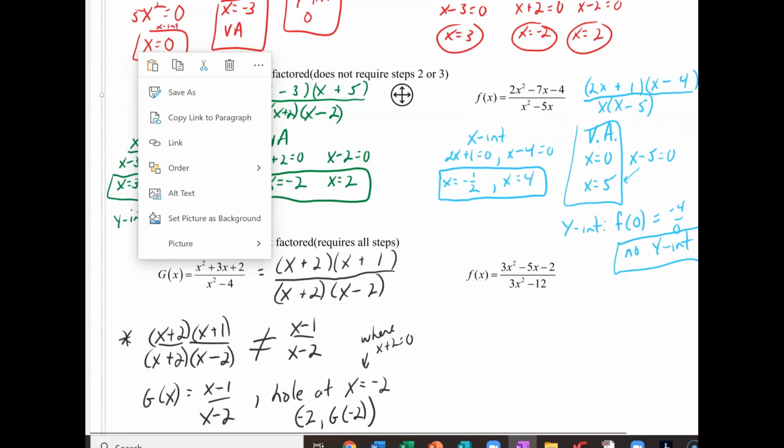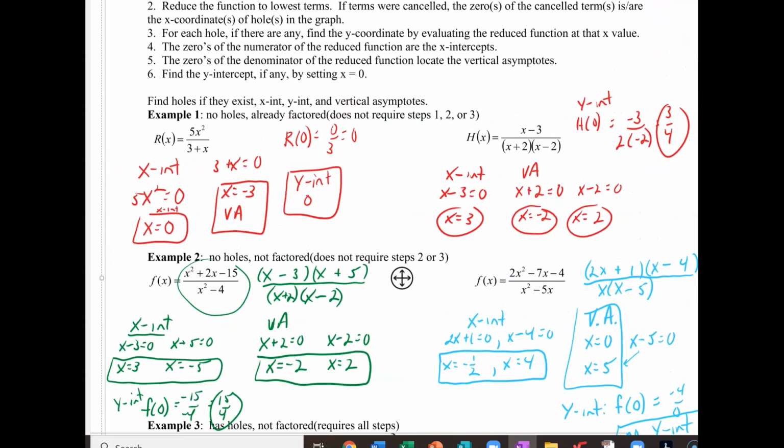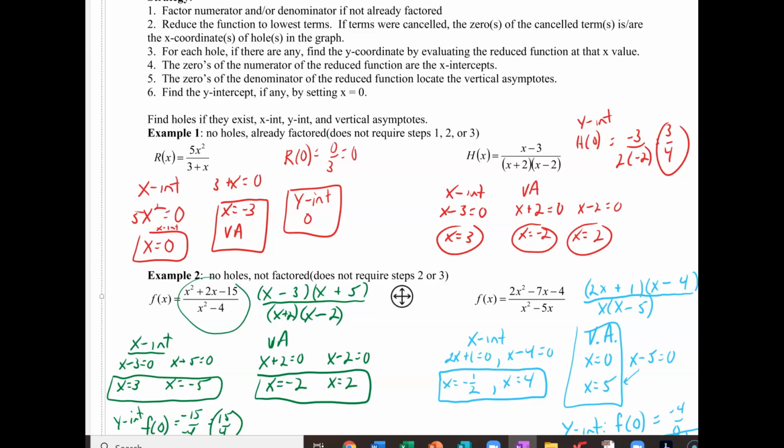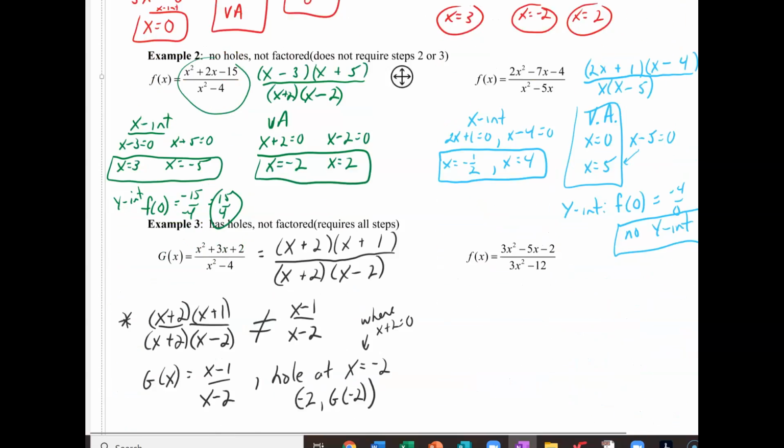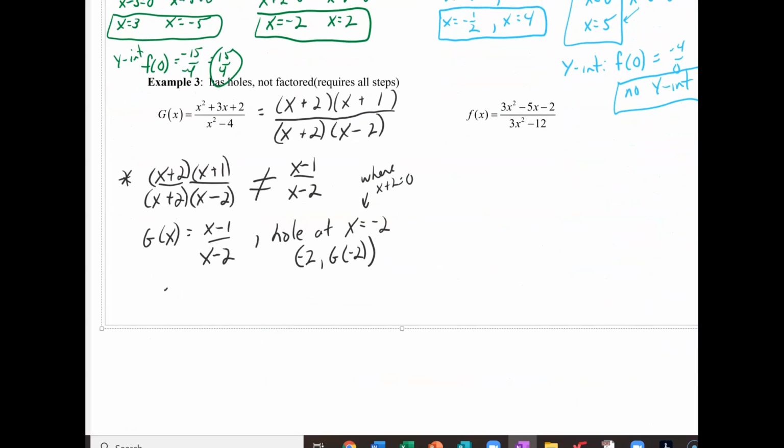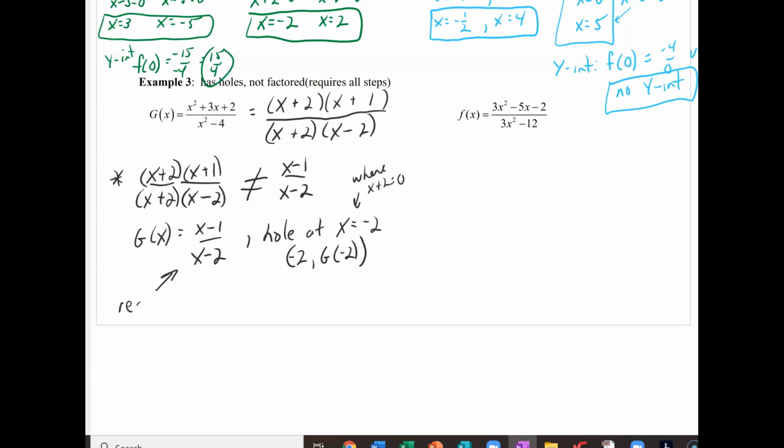Now, just going back to the directions at the beginning here, that's exactly what it says here. It says reduce the function to lowest terms. If the terms were canceled, the zeros of the canceled terms is or are, there could be more than one, the holes in the graph. Step 3, for each hole, if there are any, find the y coordinate by evaluating the reduced function at that x value. So we've found the reduced function according to those directions. Okay, this is what we mean by the reduced function. It's been reduced, right? We've canceled out a term.